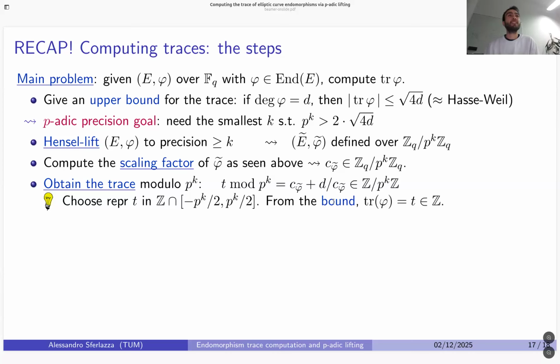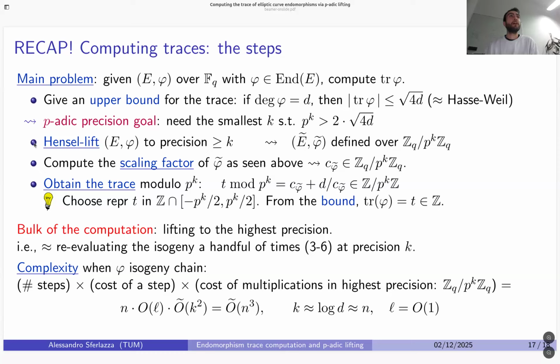How complex is that? The hardest, let's say the slowest step of all this computation is hence lifting to the biggest precision. That's the bottleneck. And as we saw, lifting amounts to computing at least 2 times, but actually depending on the representation can be up to 3, 6 at the high precision. So let's say the main part of the cost is re-evaluating the isogeny a constant number of times.